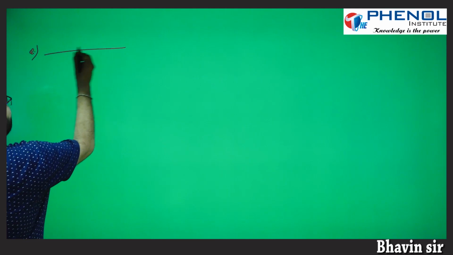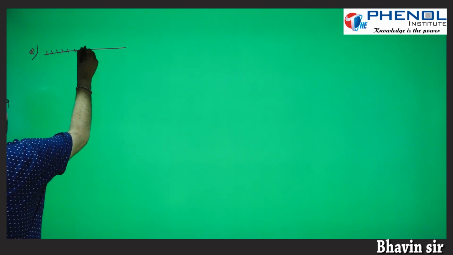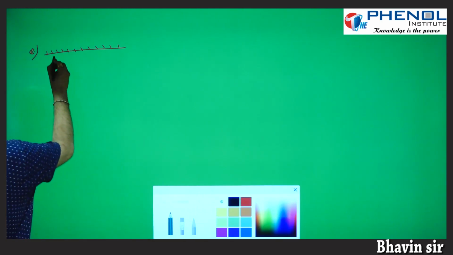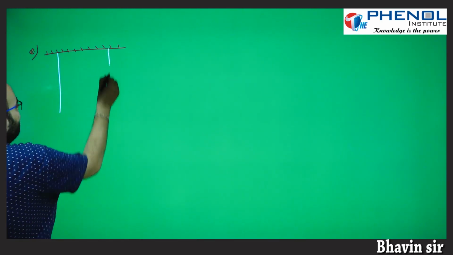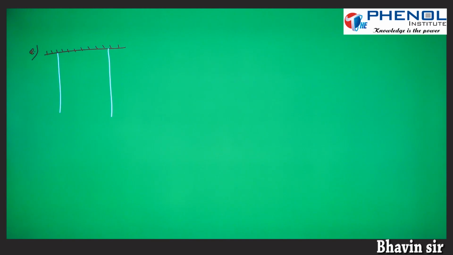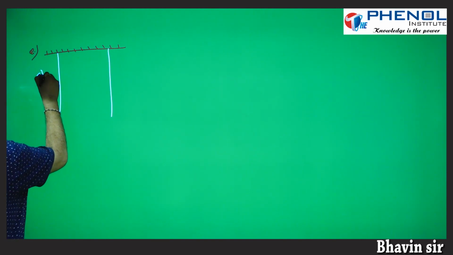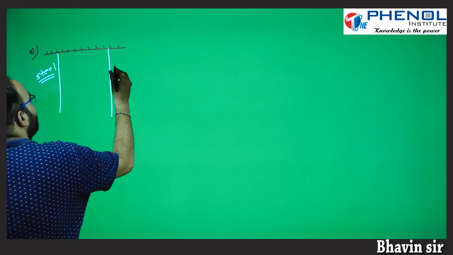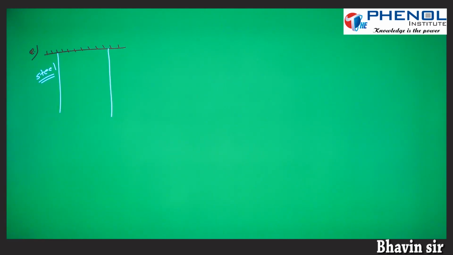Chalo, what is the question? Suppose this is one support. This is a very important question, students. It is an NCERT question. Suppose there are two wires: one is a steel wire and another is a brass wire.